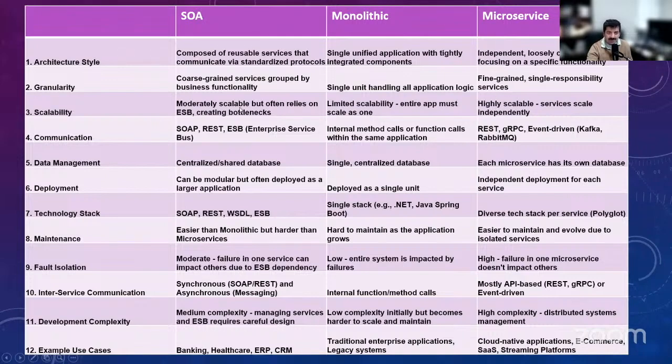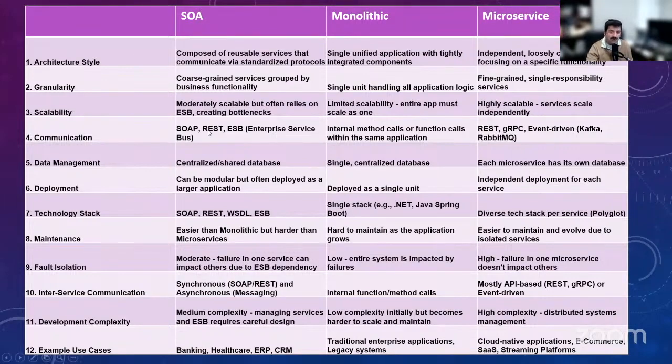Scalability: SOA is moderately scalable, but often relies on the ESB, the Enterprise Service Bus. That was the biggest drawback. All these services are calling the service bus, and that can create a bottleneck. Monolithic, either you scale the whole application or nothing. As we discussed, microservices are highly scalable because they are small independent units. Whatever functionality is being called by a lot of users, you can scale it.